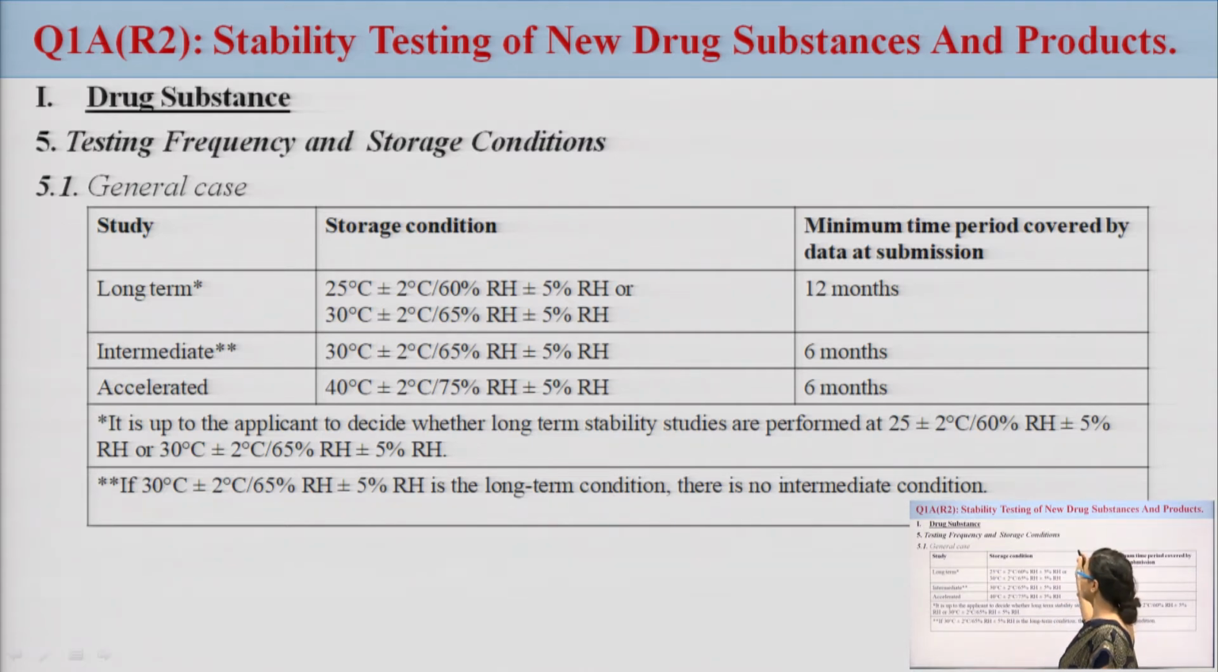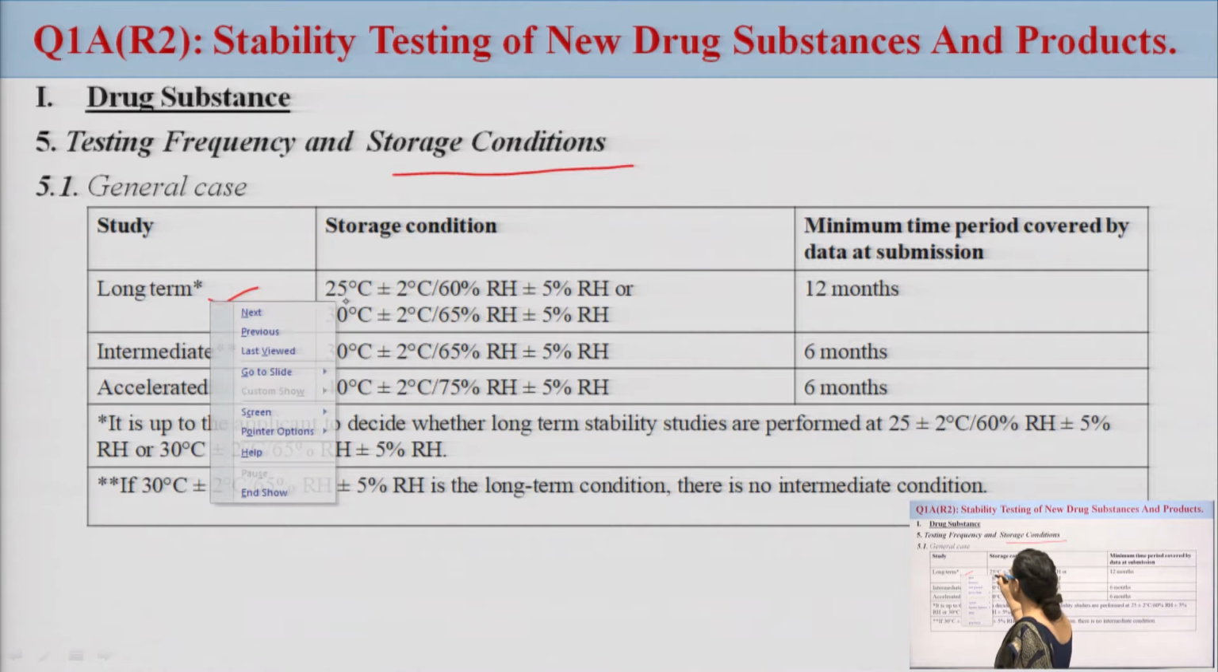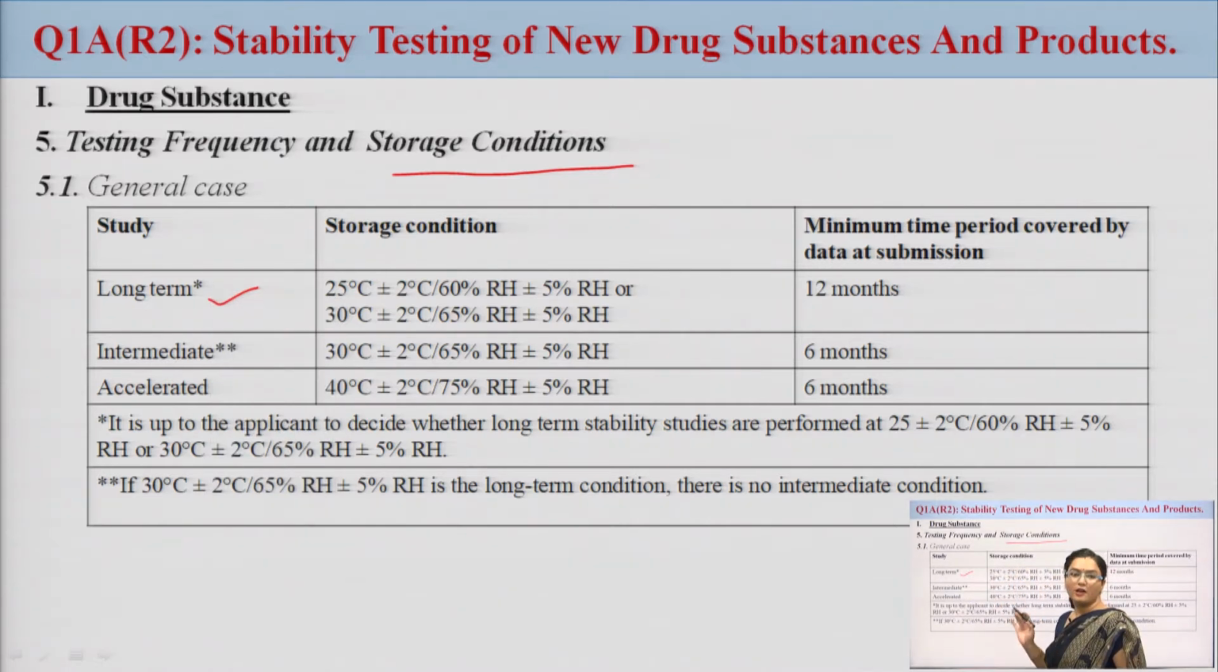Here is the testing frequency and storage condition. So, in general case, for long term study, the storage conditions are 25 degrees Celsius temperature. Here 2 degrees Celsius variation is allowed, and 60% RH. Here 5% variation in relative humidity is allowed. So, long term study is generally conducted for 12 months.